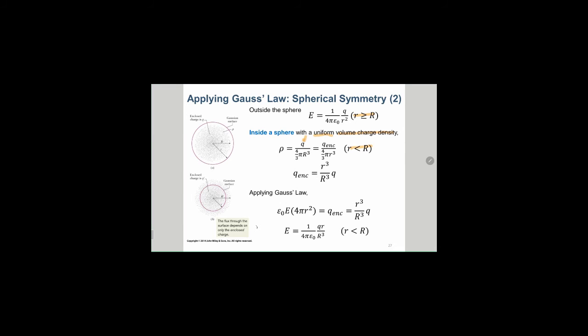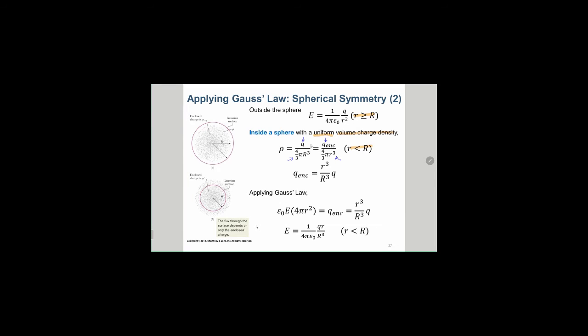This is the total charge. This is the charge enclosed by the Gaussian surface. This is the volume of the whole sphere. And this is the volume enclosed by the Gaussian surface. So small r is this one, and capital R is the radius of the sphere. As long as the density is uniform over the whole sphere, these two densities should be the same.